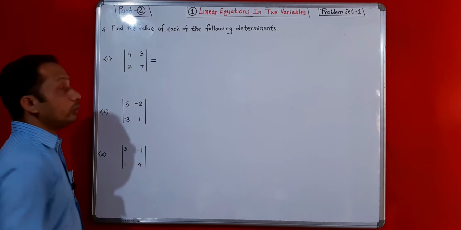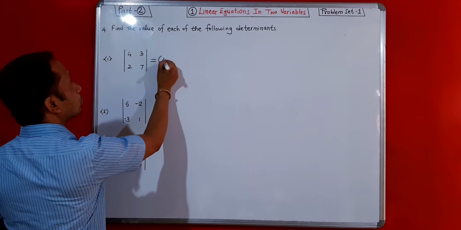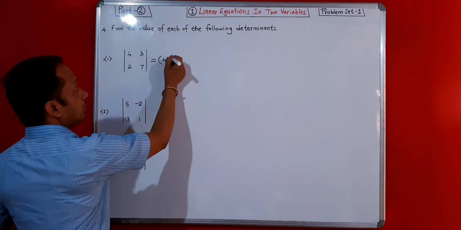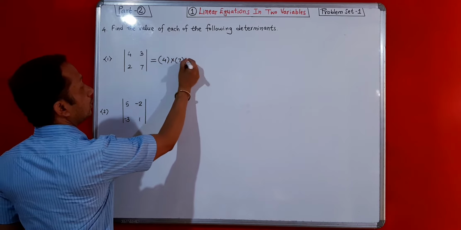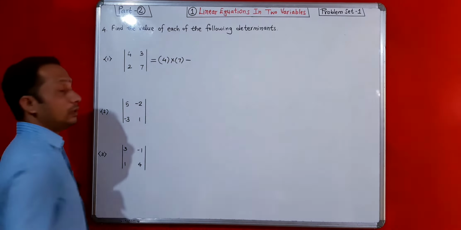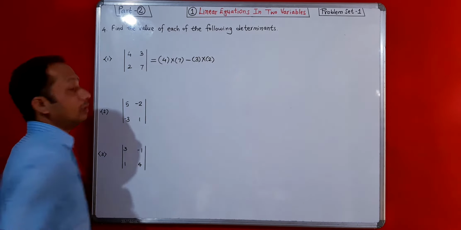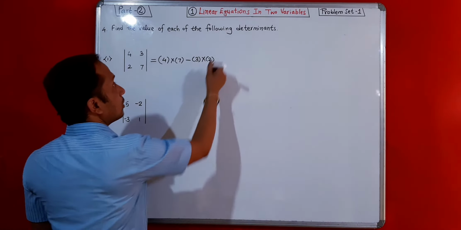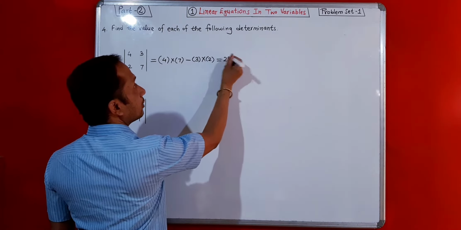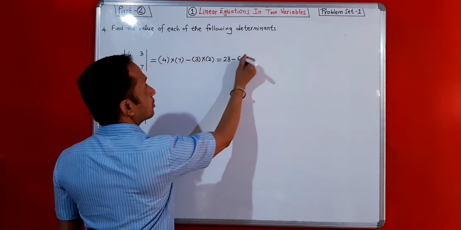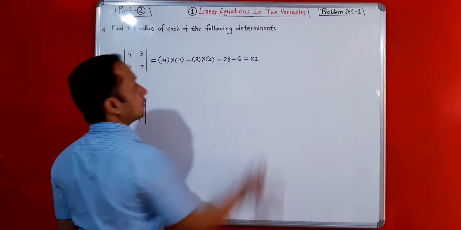Okay, so we know the rule. We have to do a into d minus b into c. So you will get this, and now do the calculation. You will get 28 minus 6, so it is 22. Okay, so this is the first.